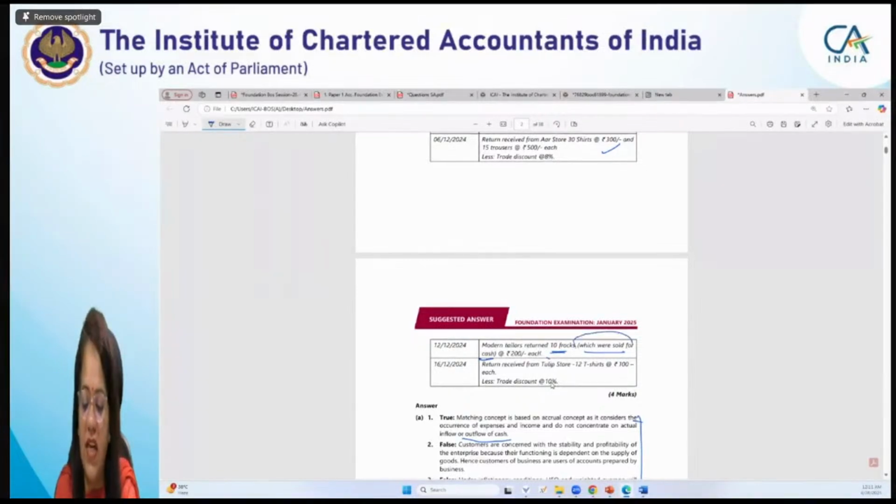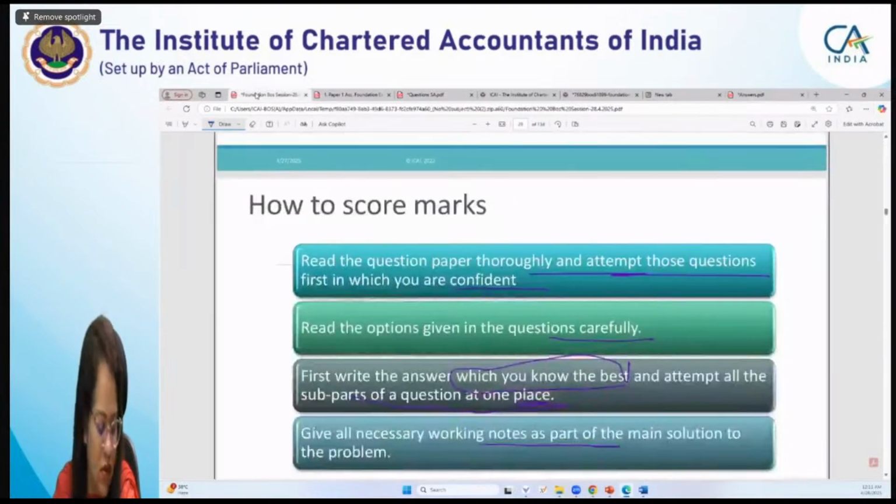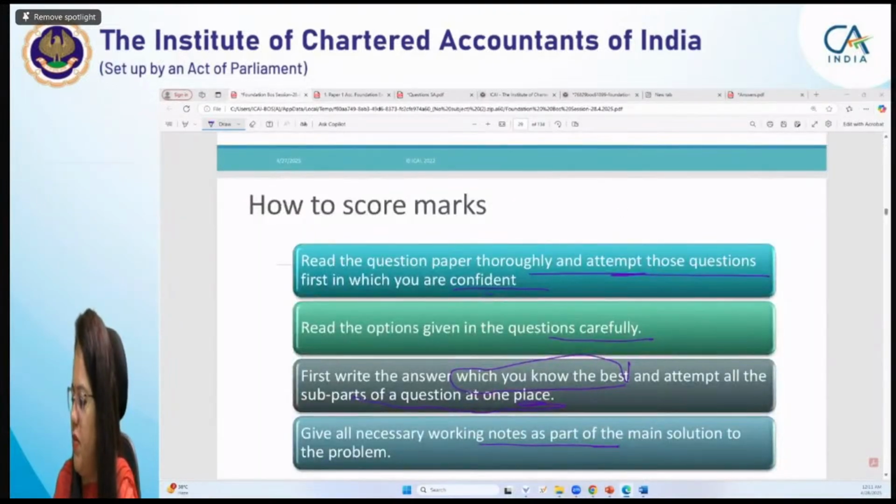Do the cash items come in the subsidiary books? Can someone tell me? Does this cash sale come in the subsidiary book? Please raise your hands.